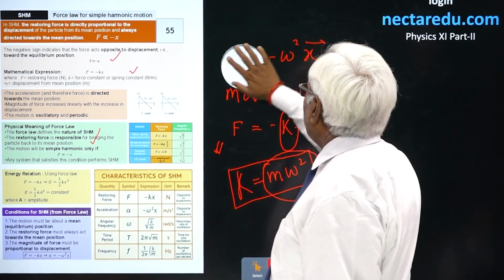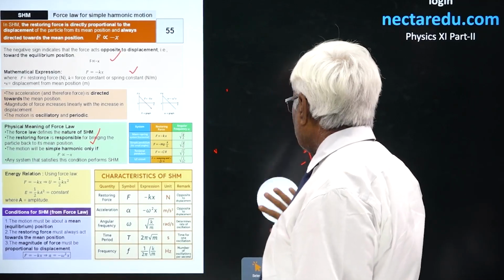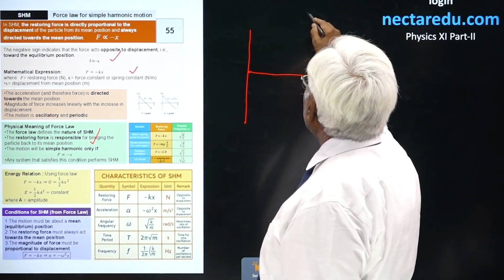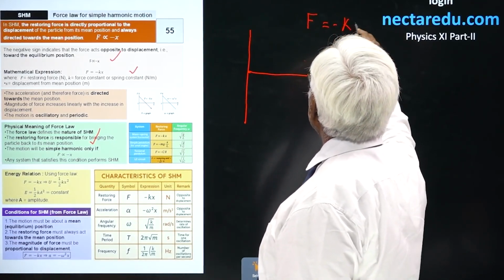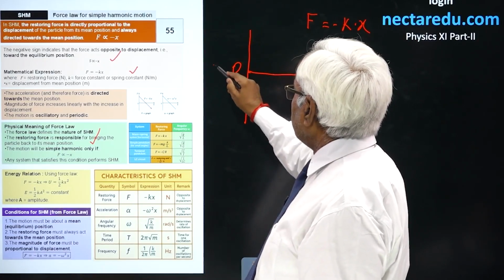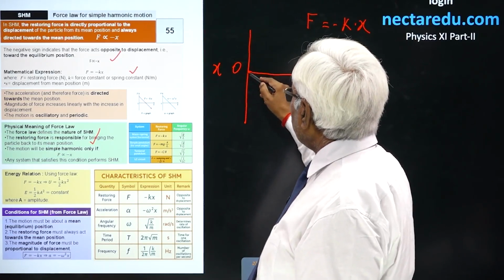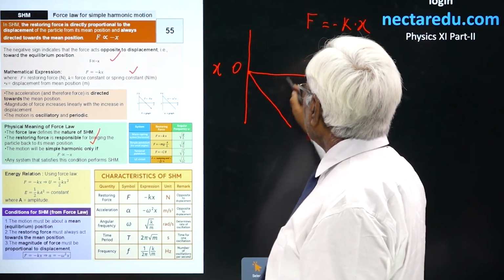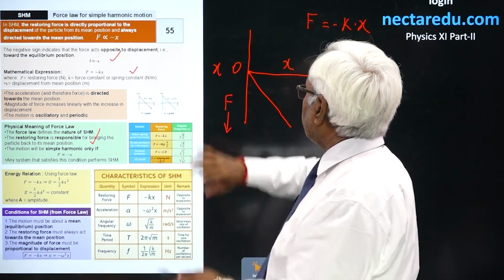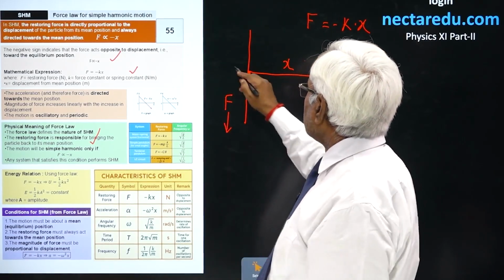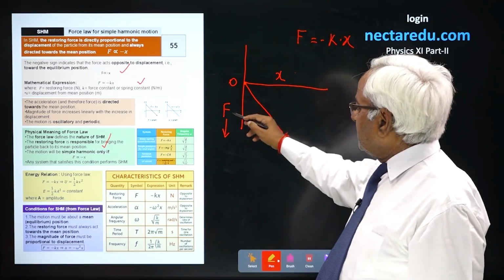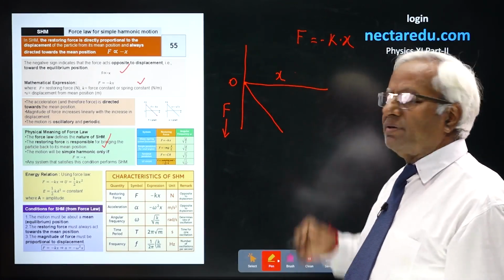Now, if you want to plot the graph between restoring force and displacement, certainly it's going to be a straight line. But since it is with minus sign, you could choose the side that's in negative side. You are taking the displacement here along this axis, so better you choose this side. This is the restoring force, this is displacement. Same would be the graph for acceleration and displacement.